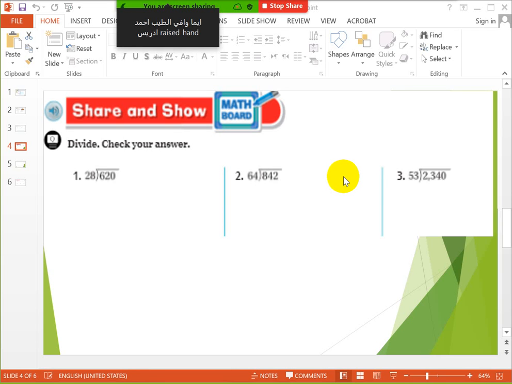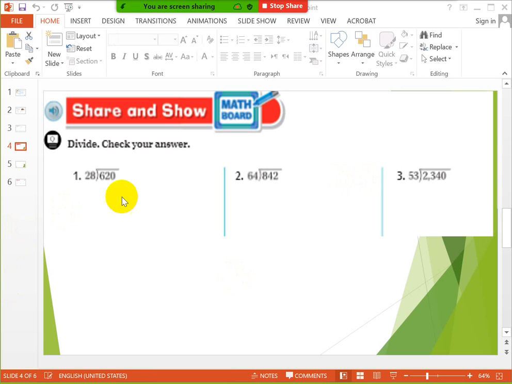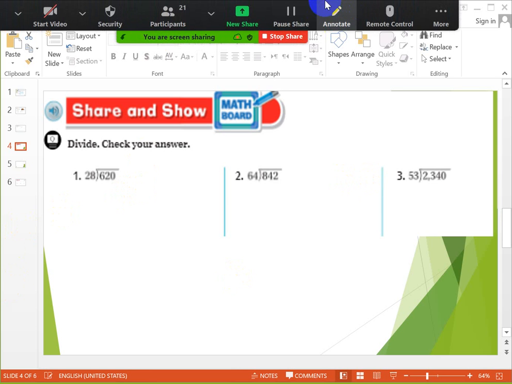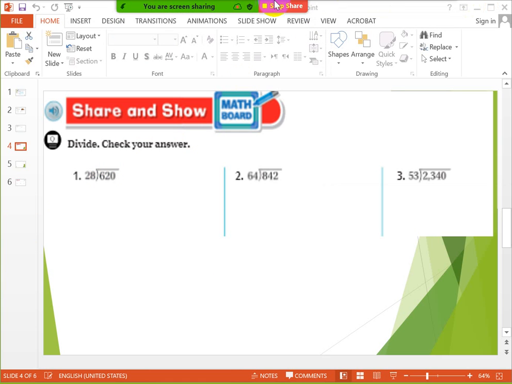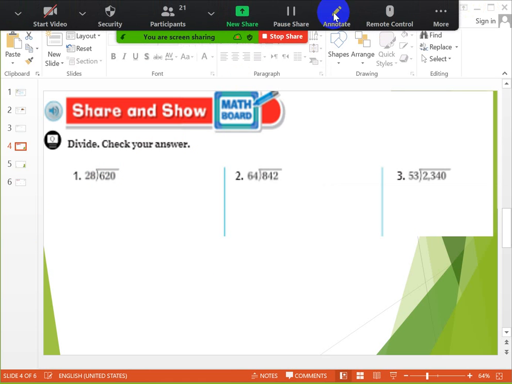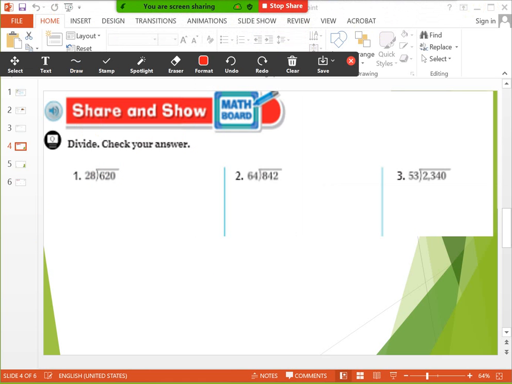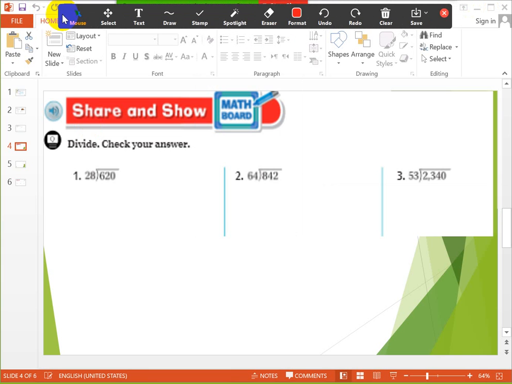Okay, girls. So today we will continue our lesson. We will continue lesson 6, divide by two-digit divisor. So we will learn together how I will divide a number by a two-digit number. So please open your books on page 121. Okay, and let's start with exercise number 1.